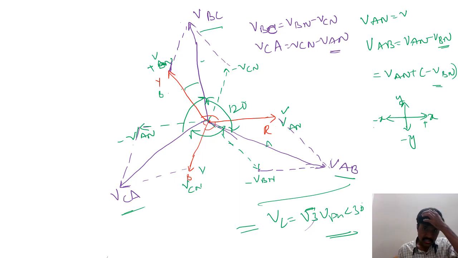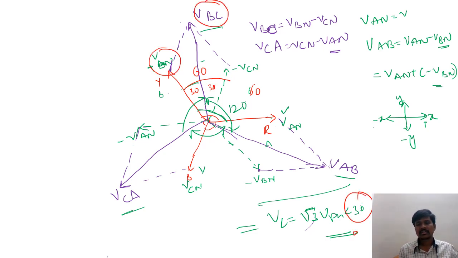So let us go for this analysis here. See the red color phasors, VAN and VBN. The angle between them is 120 degrees. So here VCN is bisecting this angle, so this is 60, this is 60, and this portion is 60 degrees. Now VBC is bisecting this one, which means this one is 30 and this one is 30. That means the phase voltage and line voltage have a 30 degrees difference.